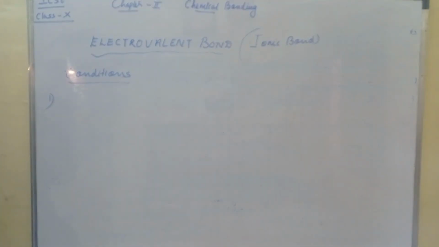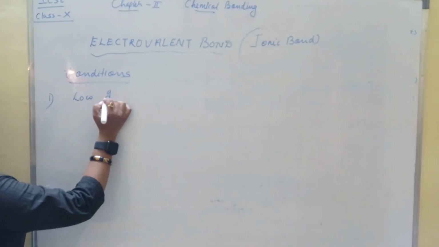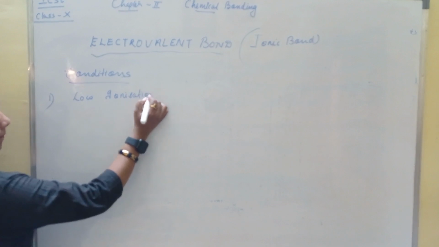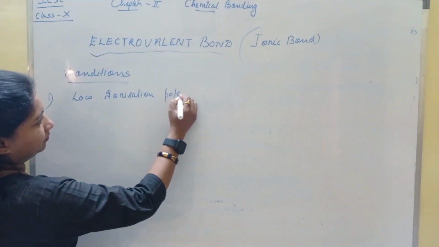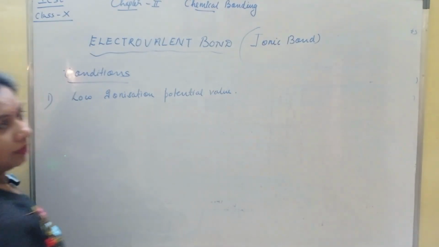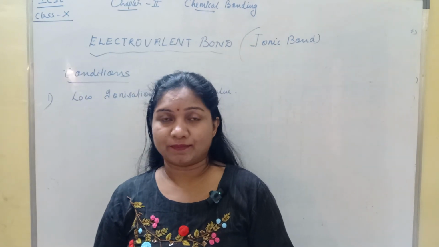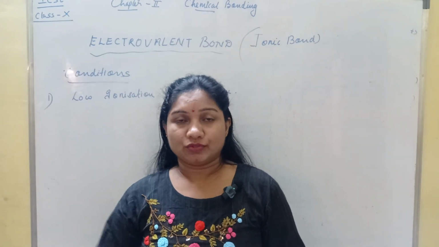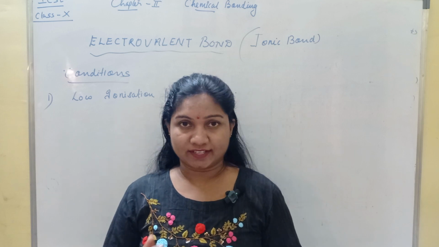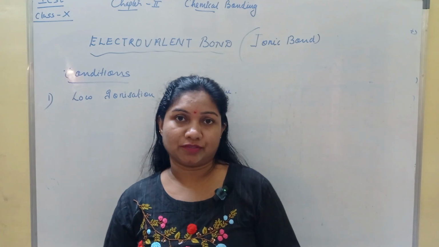First is low ionization potential value. अब ये क्या होता है ionization potential? We have already studied this. It is the amount of energy needed to remove electron from the valence shell. है ना? कुछ एनर्जी लगेगा इलेक्ट्रॉन को रिमूव करने के लिए, तो दैट एनर्जी इज कॉल्ड आयनाइजेशन पोटेंशियल.